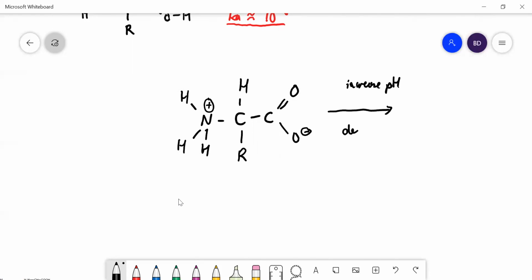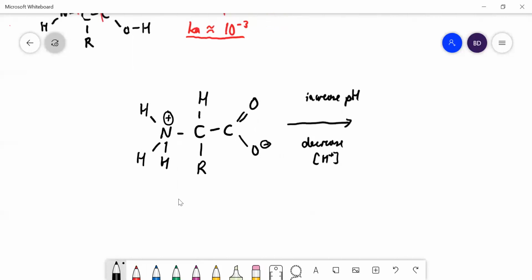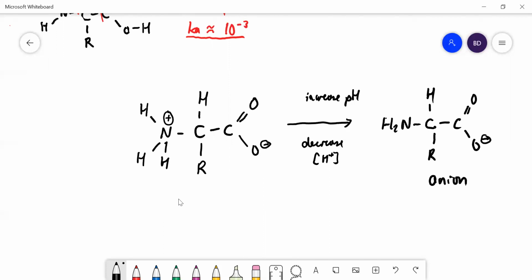In other words, you've got to decrease the hydrogen ion concentration by adding alkali. Well, what will happen is you'll lose that hydrogen. Okay, so you will form this. That will now exist as H2N, and you've got that's still negatively charged. So that is negatively charged, so you call that an anion. Here we call this one the zwitterion.